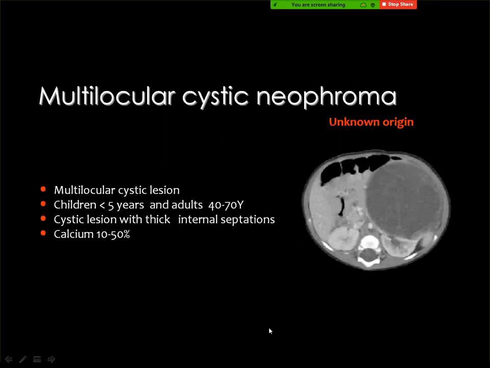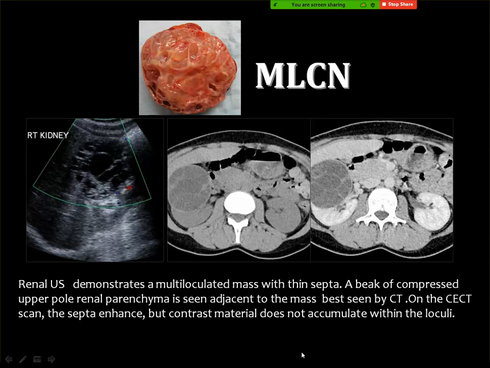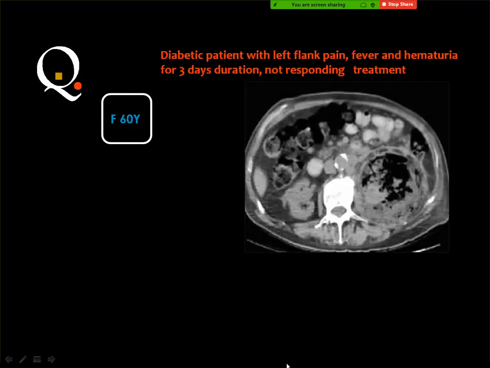Okay, and this is multilocular nephroma, seen in children less than 5 years and also in adults, and it has many cysts inside surrounded by a thick capsule. Sometimes you got calcium in this lesion, and this is an example by ultrasound, the gross specimen, without contrast and with contrast of a multilocular cystic nephroma.